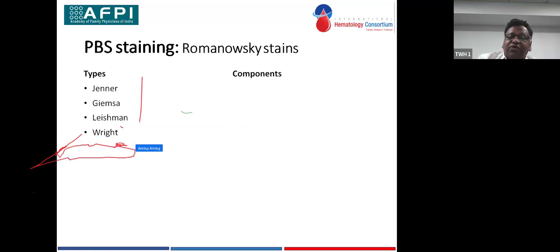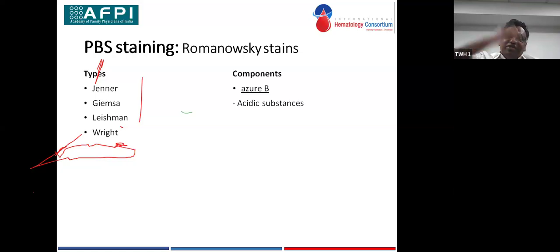And this is why you will end up getting very vague reports from different labs. These Romanowsky stains have 2 components. Okay, they have 2 kinds of chemicals. There's something called Azure B, and there is something called eosin. It's phenomenal. It's brilliant.